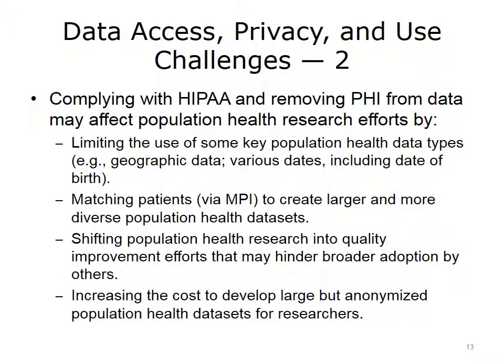Complying with HIPAA and removing protected health information from population data sources may affect the end results by limiting the use of some key population health data types, such as geographic data and various dates, including date of birth, that are essential for predictive modeling. It makes the matching process complex due to the lack of MPI, which will eventually limit the creation of larger and more diverse population health data sets. It shifts population health research into quality improvement efforts that may hinder broader adoption by others, and increases the development cost of large but anonymized population health data sets for research.